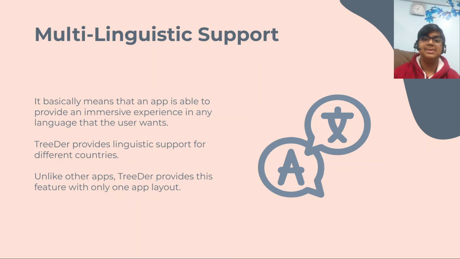It basically means that an app is able to provide an immersive experience in any language that the user wants. TreeDer provides linguistic support for different countries. And unlike other apps, TreeDer provides this feature with only one app layout.